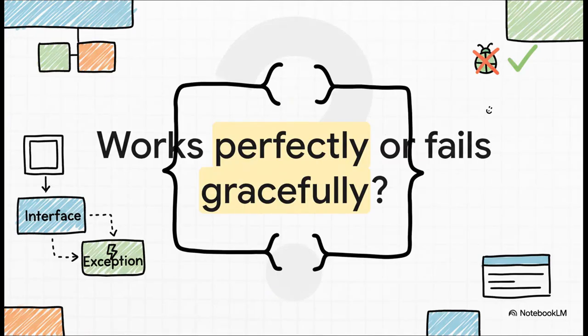So I'll just leave you with this one final thought. What do you think is more important in professional software engineering? Writing code that works perfectly, but only under ideal conditions? Or writing code that fails gracefully and predictably when it gets hit by the messy real world? It's a question that really gets to the heart of what building great software is all about.